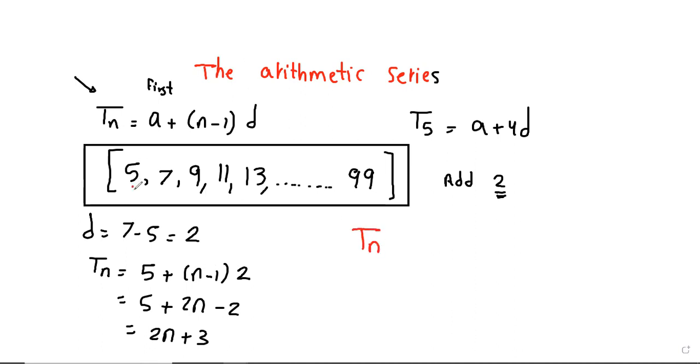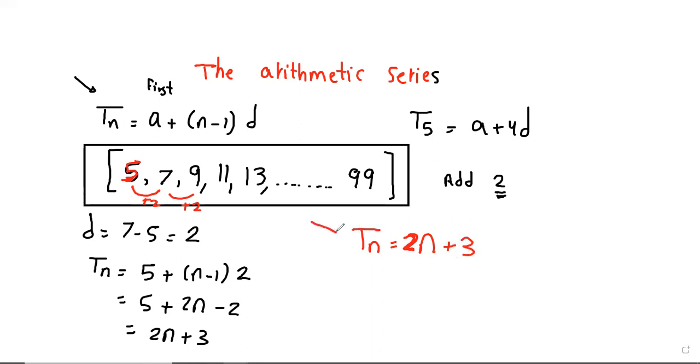Just look here. Each time we add 2, so we write 2n directly, right? 2n. Then compare this to the first term. What shall we add to 2 to get 5? We have to add 3 because 2 plus 3 equals 5. So Tn is 2n plus 3.